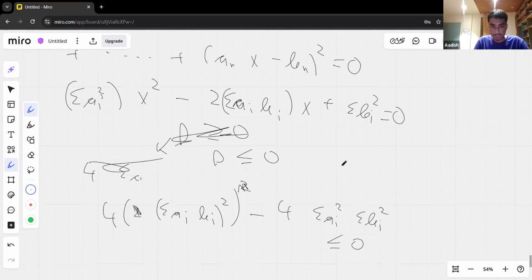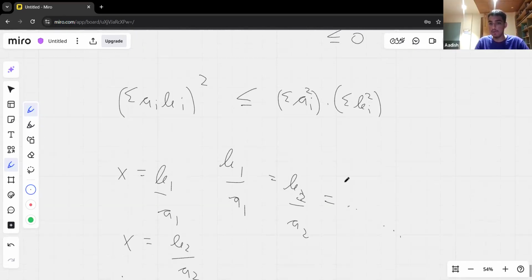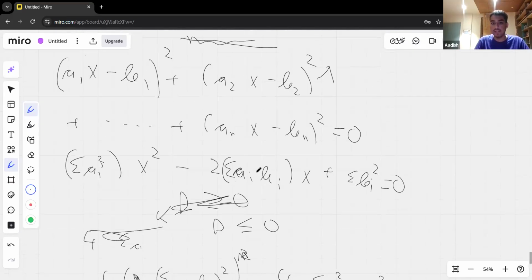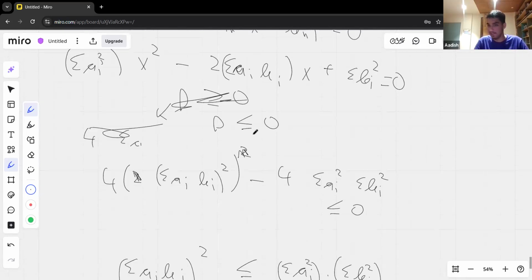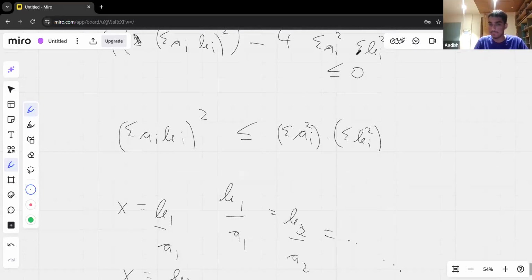Just like AM-GM holds when everything is equal, Cauchy-Schwarz holds when this happens. But here we notice something. Never in this proof did we use the fact that a and b are positive. Cauchy-Schwarz holds for all real numbers, not just for positives. Cauchy-Schwarz is true for everything, all reals.